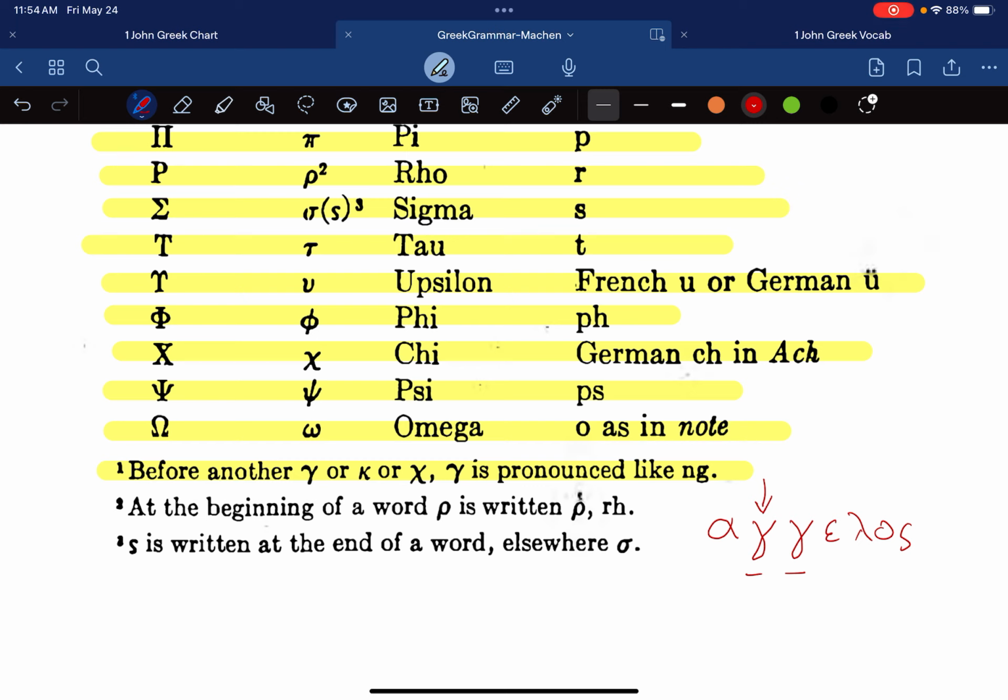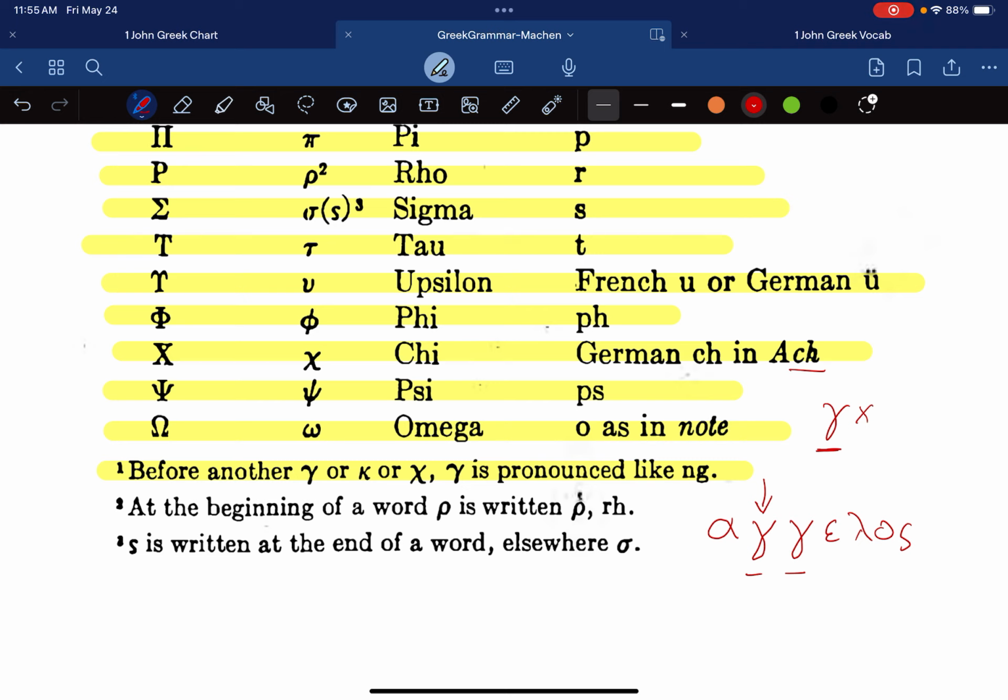Okay? And so whenever you find a gamma before a gamma, kappa, or a chi, you will always pronounce it with an NG sound or an NK sound or an N-chi sound like the CH here. So if you have, for example, gamma and then chi, this gamma will be pronounced like an N.